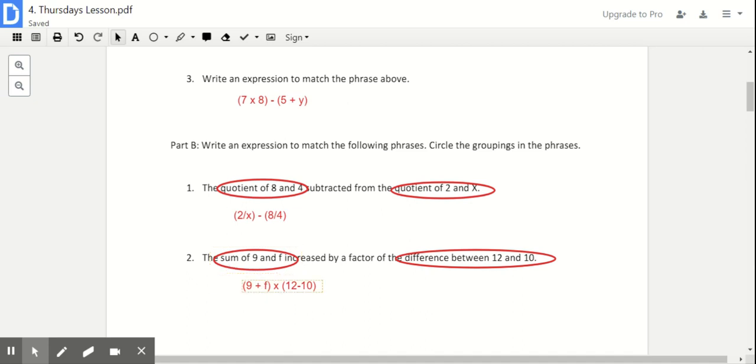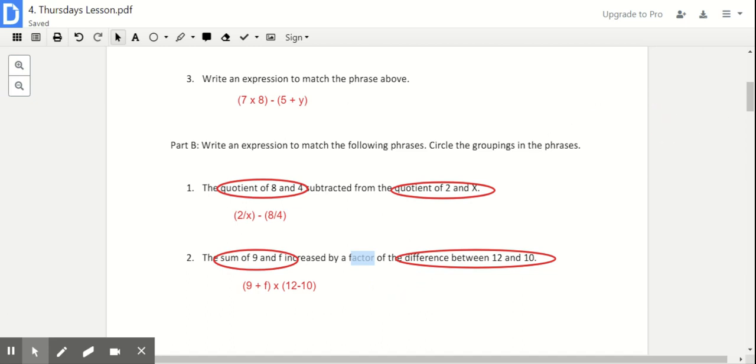So I am adding 9 and f together in parentheses. And then I'm multiplying this because it's increased by a factor. Factor is another word to tell us that we should be multiplying two numbers together, because factors equal multiplication. And then the difference between 12 and 10 is telling me the difference, meaning to subtract. So 12 minus 10 should be in the second parentheses.